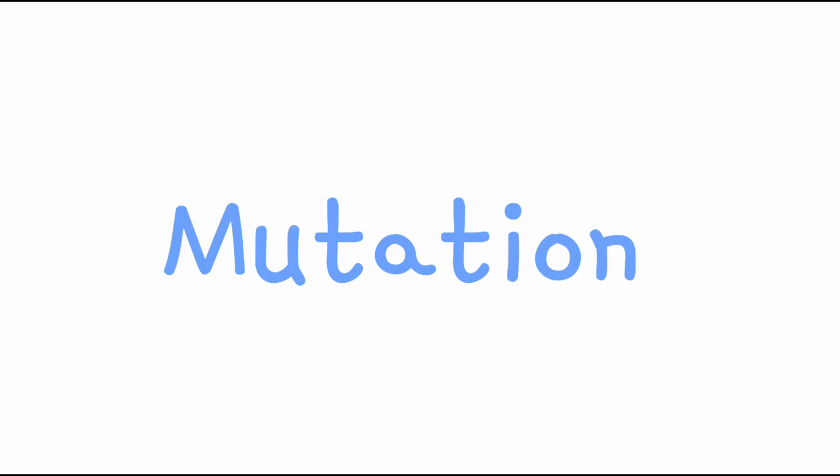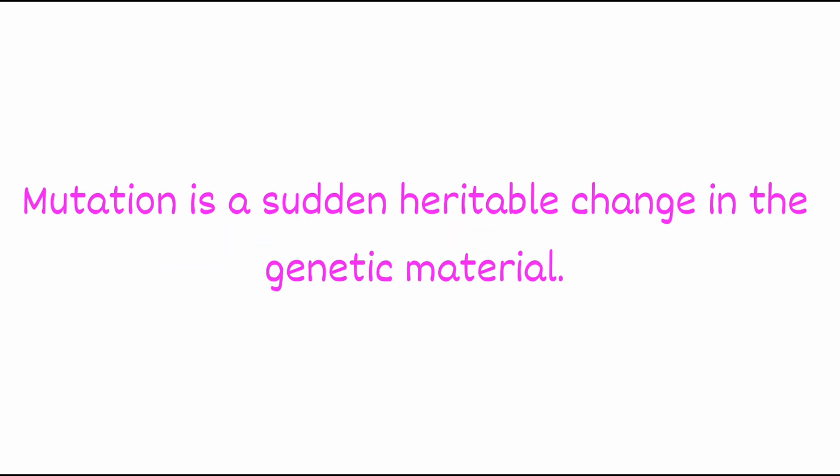Mutation means a sudden heritable change in the genetic material. So genetic material can be DNA, gene or chromosome. If there is a sudden change in the DNA or chromosome, this is called mutation. Why is it important? Because it tells about new trait variation, sometimes diseases, sometimes it is useful for evolution. So mutation may be harmful, beneficial or neutral.